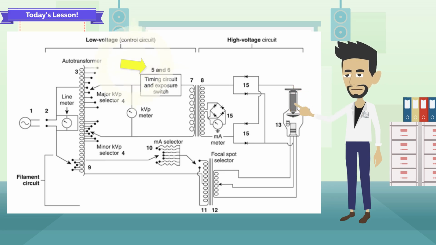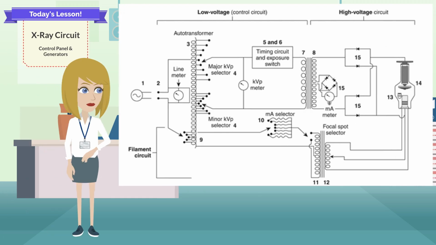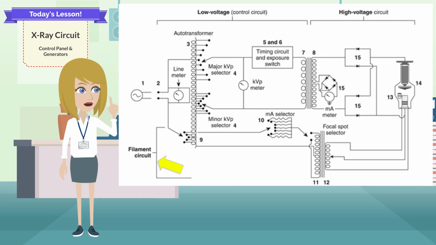The exposure switch, 5, closes the circuit, allowing electric current to flow through the primary side of the step-up transformer. When this occurs, current is induced to flow through the secondary side of the transformer, creating voltage across the X-ray tube. As discussed earlier, this voltage causes the electron stream to flow across the tube, producing X-rays. The exposure timer, 6, is a device that terminates the exposure and is set by the operator on the control console.